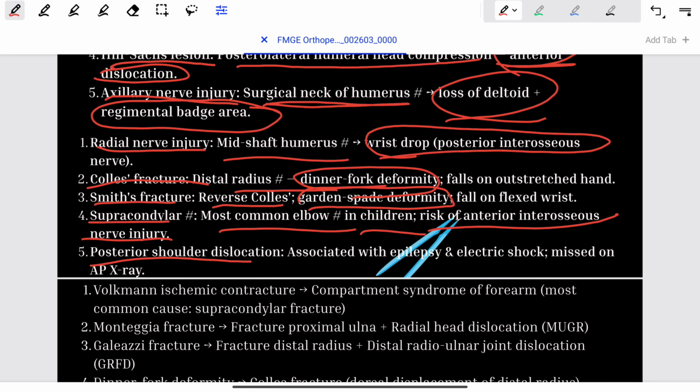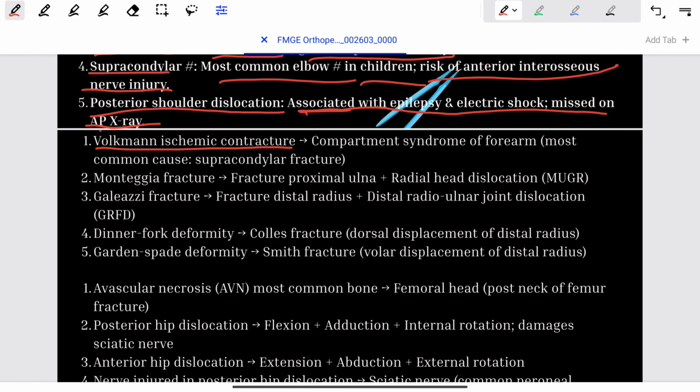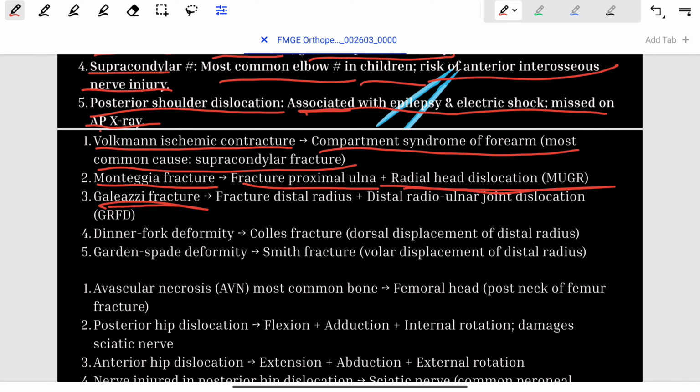Posterior shoulder dislocation, classically associated with seizures and electric shock, often missed on an anteroposterior X-ray. Volkmann ischemic contracture results from forearm compartment syndrome, most commonly after supracondylar fracture. Monteggia fracture, fracture of proximal ulna with dislocation of the radial head. Galeazzi fracture, fracture of distal radius with distal radioulnar joint dislocation.